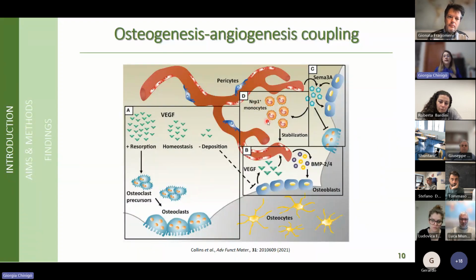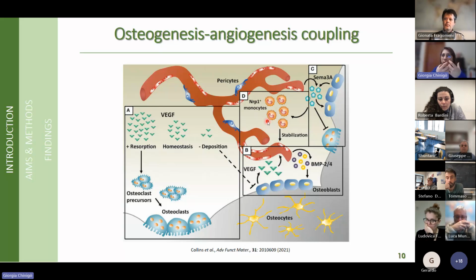So it is clear that there is a strong coupling between the two processes, and that a better understanding of the molecular mechanism underlying this coupling could help in developing scaffolds that are able to support the formation of a proper vascular network, so improving, let's say, the outcome of bone tissue engineering.